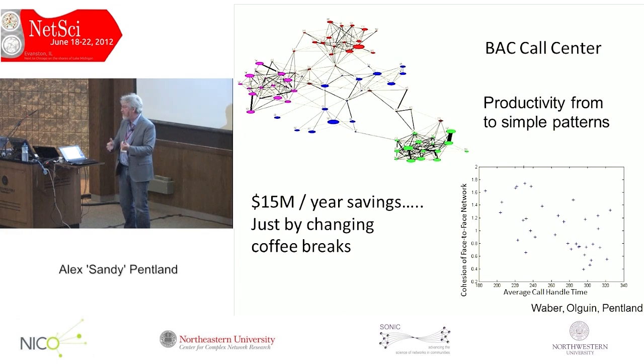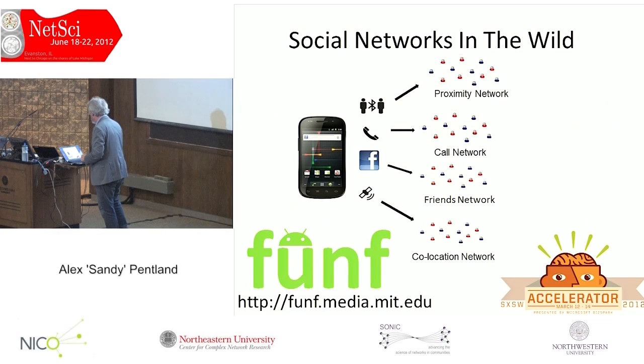So what I suggested is they change the break structure, which they did. They gave everybody a break at the same time. The cohesion went through the roof, and productivity also went up almost 25%. And they saved $15 million a year. It has nothing to do with the content. It's just the pattern of communication.